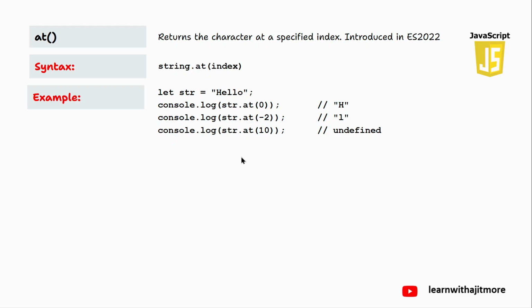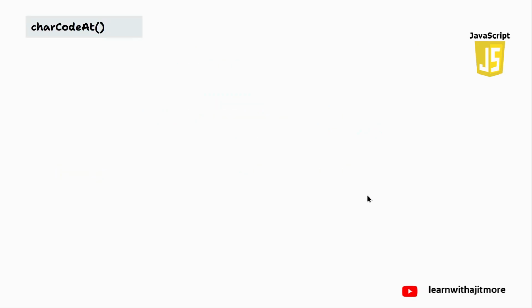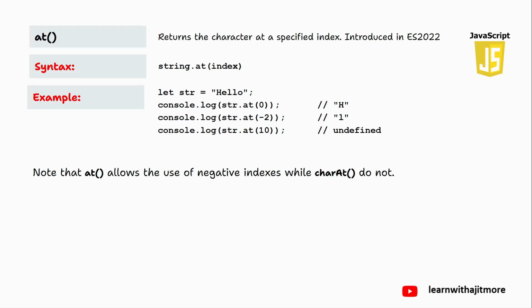Okay, see. And here also, if you give beyond the limit, it doesn't give an empty string, it gives undefined, whereas charAt gives you an empty string. See, at 0 is h, but at -1 is o, so at -2 is l, so l. But at 10, 10 is beyond the limit, so it gives you undefined. Getting? See here, note that at allows the use of negative indexes, while charAt does not. charAt doesn't allow it. Getting, guys? I hope you're understanding.